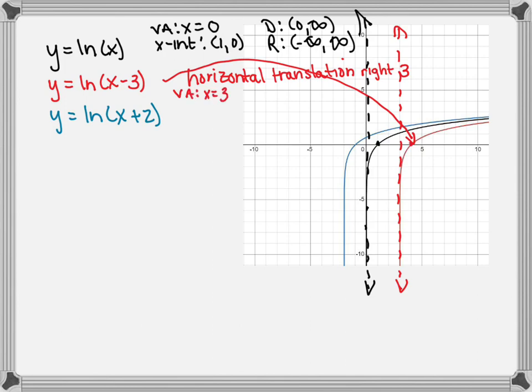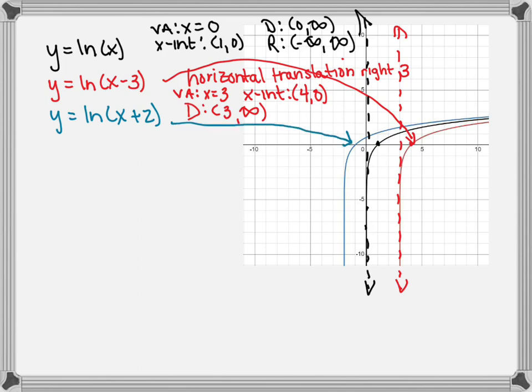And the x-intercept also shifts right 3 units to 4, 0. And because the vertical asymptote shifted, our domain changes to 3 to infinity, or x values greater than 3.